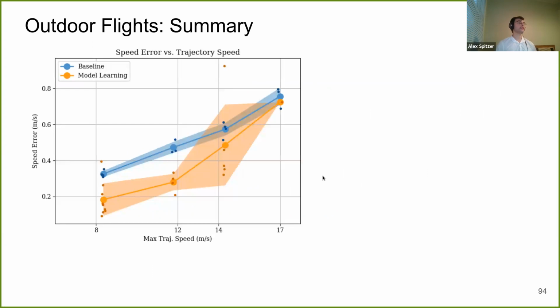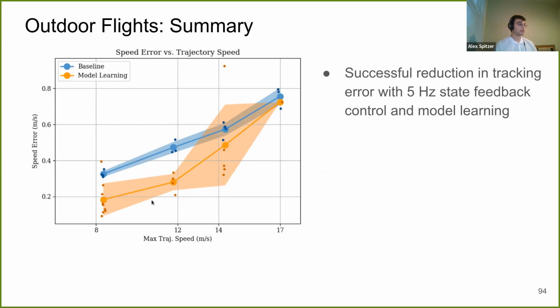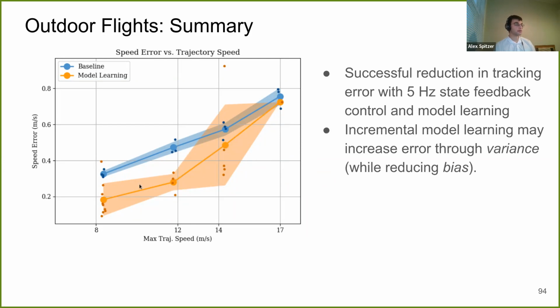And finally, summarizing the error plots. So here I've shown the mean errors in orange, in the big dots, and each individual trajectory has tiny dots. And we can see that we were able to successfully reduce the error, with 5 Hz state feedback at 12 and 14. And at 17, of course, we were not able to. But another thing to note here is that the variance has gone up. So yes, we've reduced the total error by reducing the bias, but due to the incremental nature of our model learning, we've increased the variance of the system.